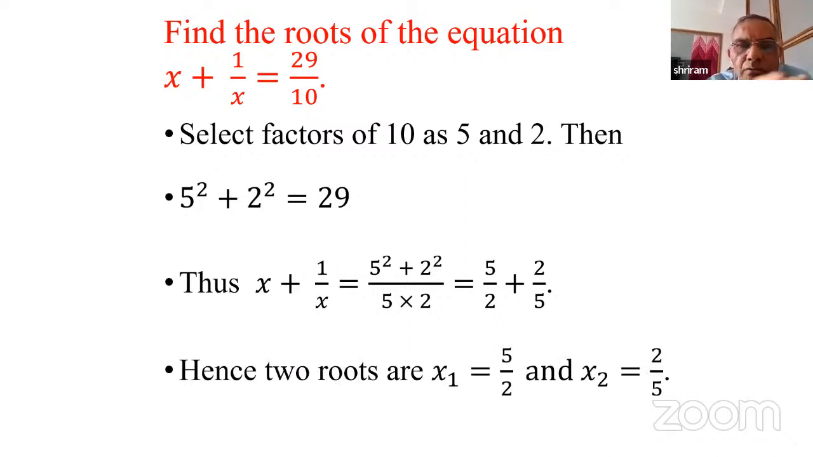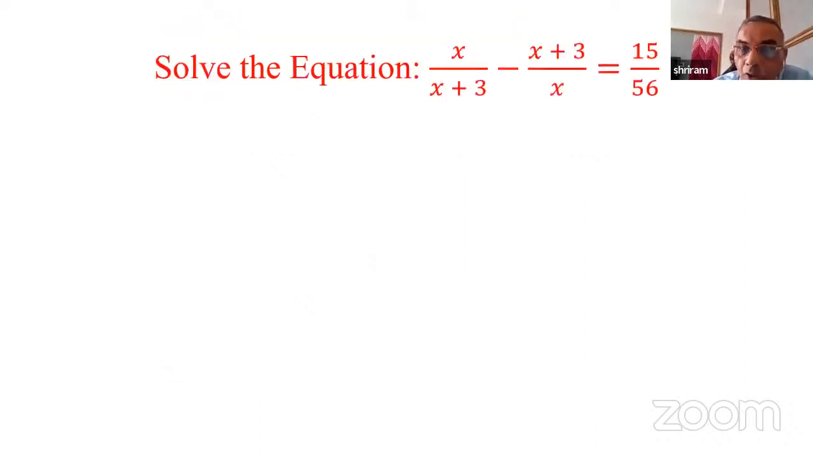Many times we come across such situations where the terms given are the sum or difference of reciprocals. That's why Swamiji has given a method for it. Of course, everything is by observation. No sutra is involved in it practically. Now solve this slightly complicated situation: x upon x plus 3 minus x plus 3 upon x equal to 15 upon 56.